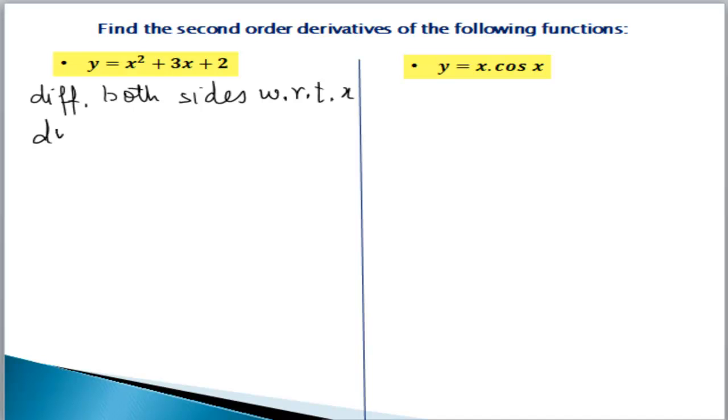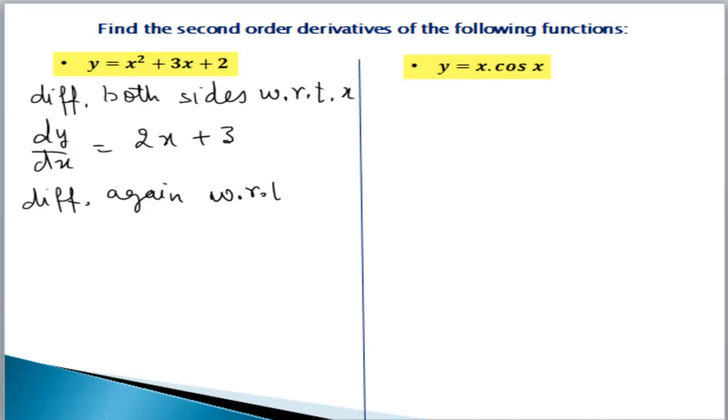So the derivative of y will be dy over dx, that of x square is 2x, and that of 3x is 3. Then differentiating again with respect to x, because we have to find the second order derivative, this will become the derivative of dy over dx with respect to x. Okay, so we will write it as d square y over dx square is equal to the derivative of 2x, which will be 2 only, and that of 3 becomes 0. So you can see the second order derivative is coming out to be 2, which is a constant.